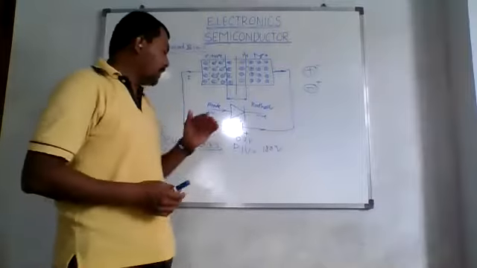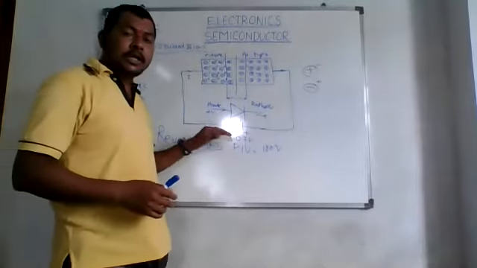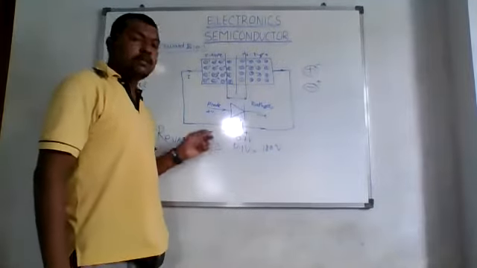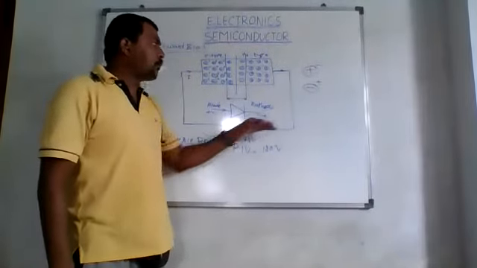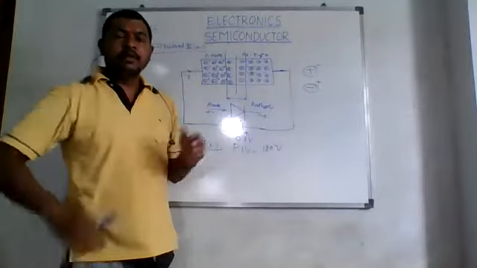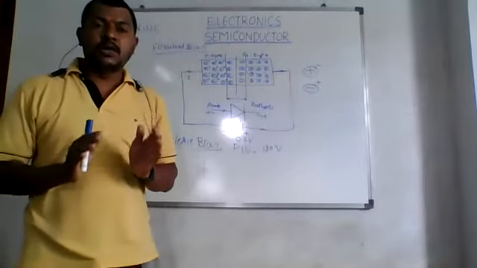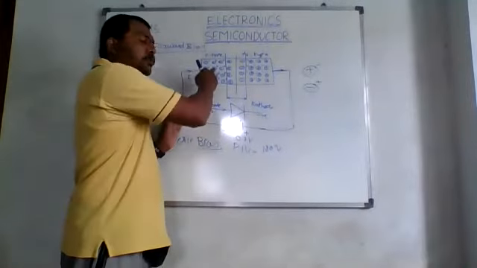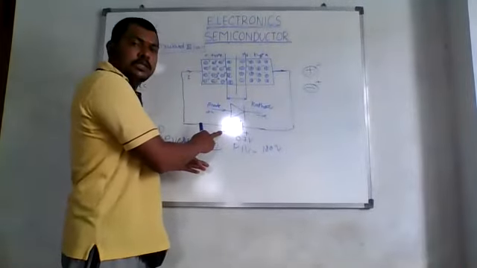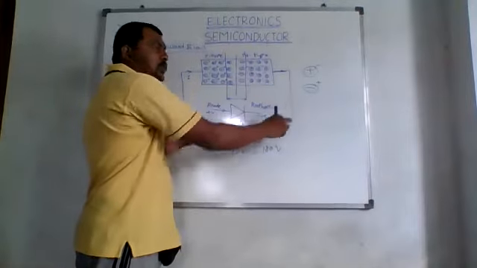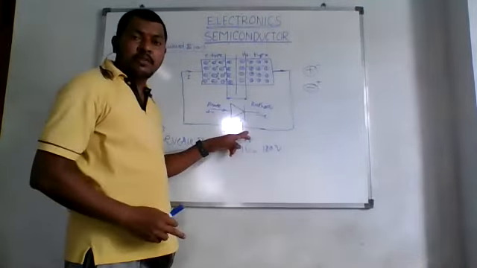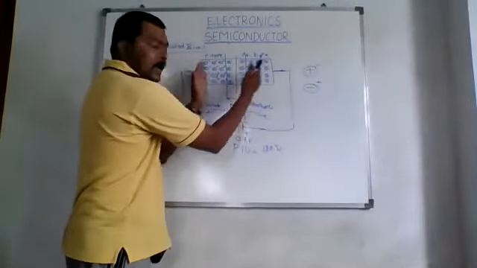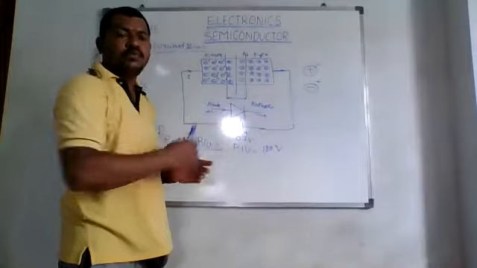Similarly, when we connect the battery in the reverse order, that is, the negative terminal of the battery to P type and the positive terminal to N type, we call it reverse bias condition. Now, what happens in reverse bias? Since it is connected to the negative terminal, the positive holes are attracted towards the negative potential, and the negative electrons are attracted towards the positive potential of the battery, due to which the depletion layer will go on increasing. This will increase, and as soon as it expands, there will be no current flowing through it.